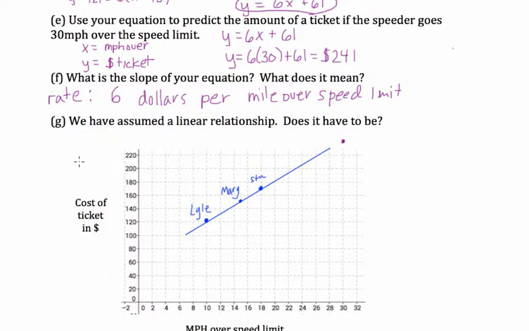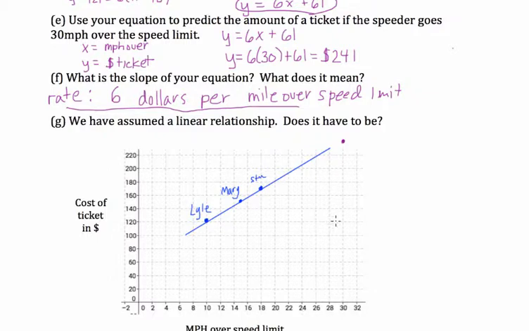Part G. Based on the 3 points that we have been given, Lyle, Mary, and Stu, we have assumed a linear relationship because they were in a line. Does this have to be a linear relationship? A linear relationship means that you have a constant rate. This doesn't have to be a constant rate.